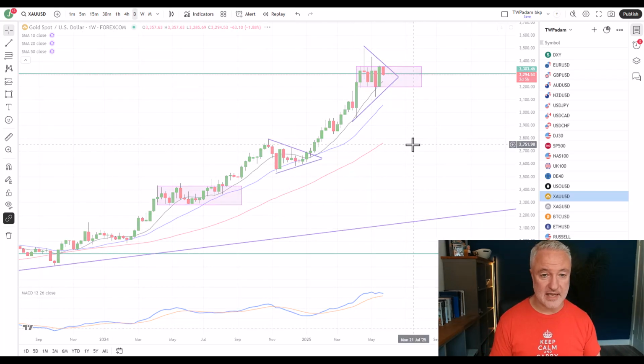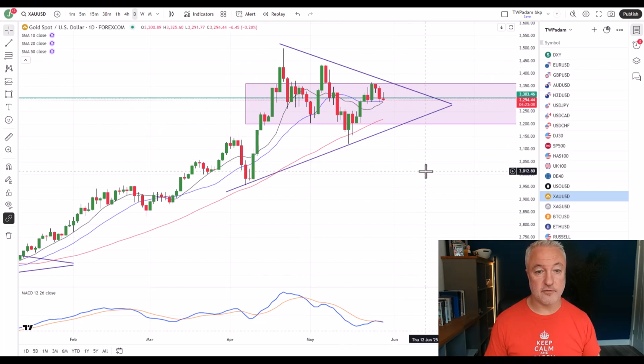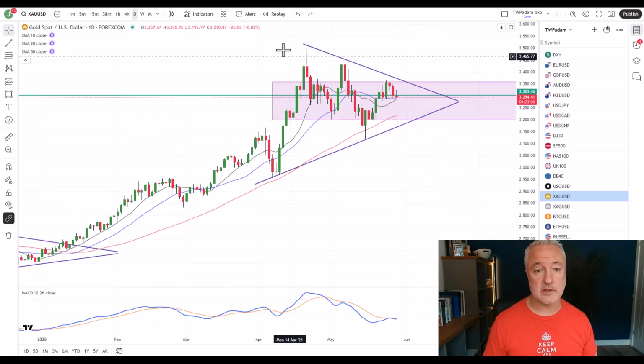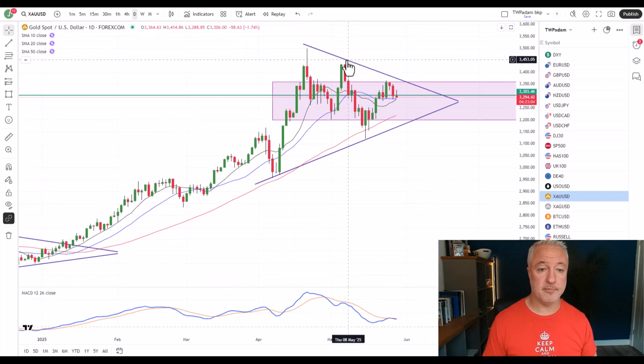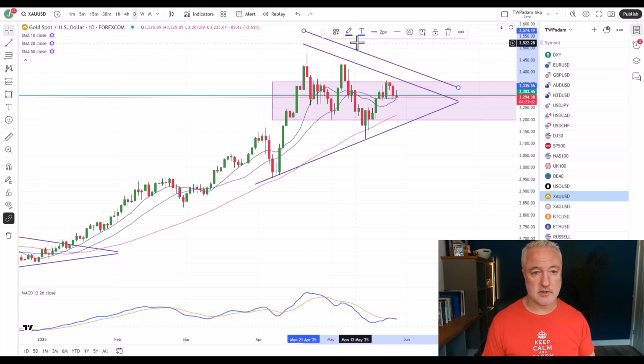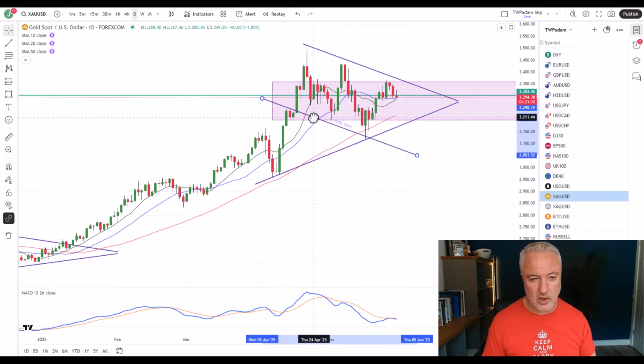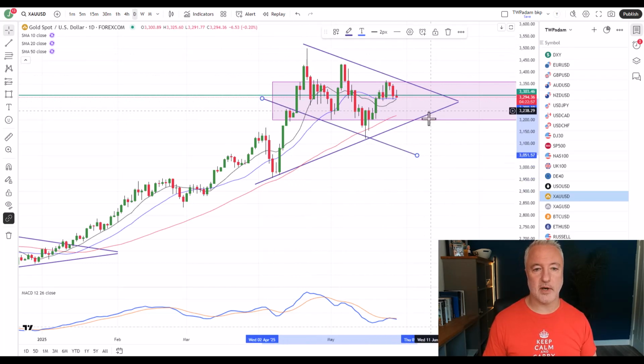So if we're going down to daily, it actually almost looks a little bit like a possible bull flag. Let me just bring it up. We've got lower lows, lower highs. We could see a break to the upside.